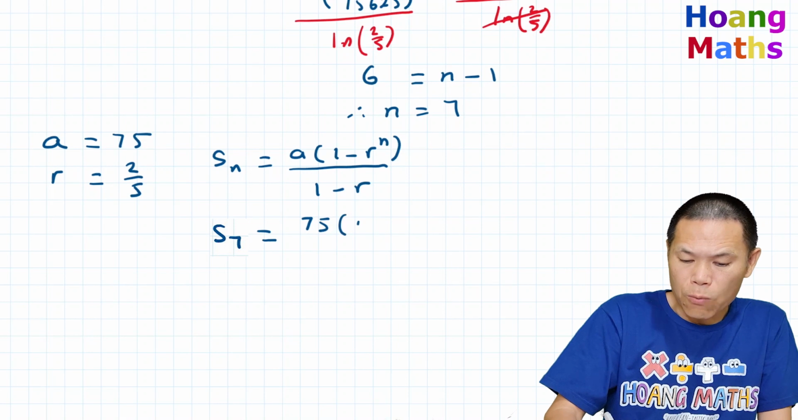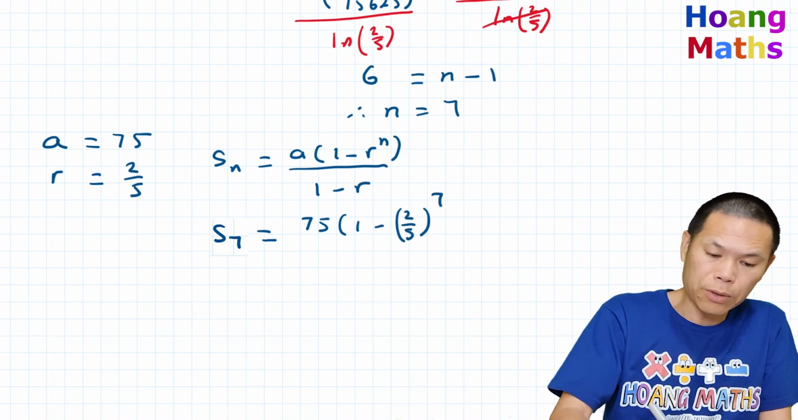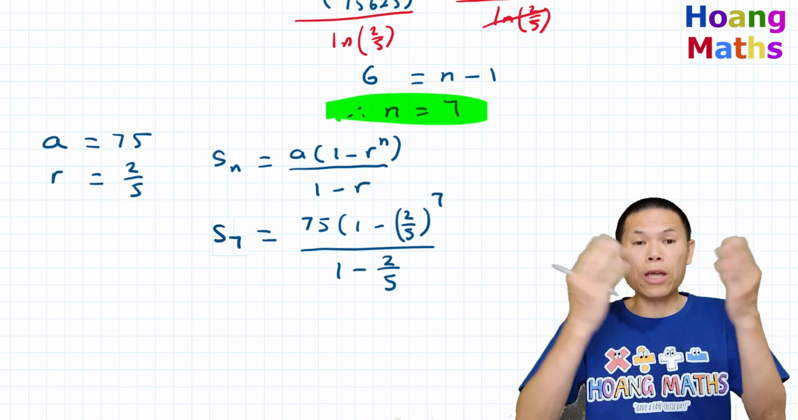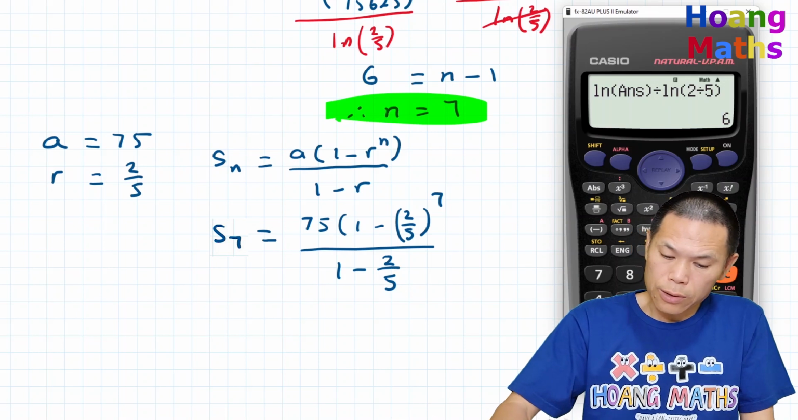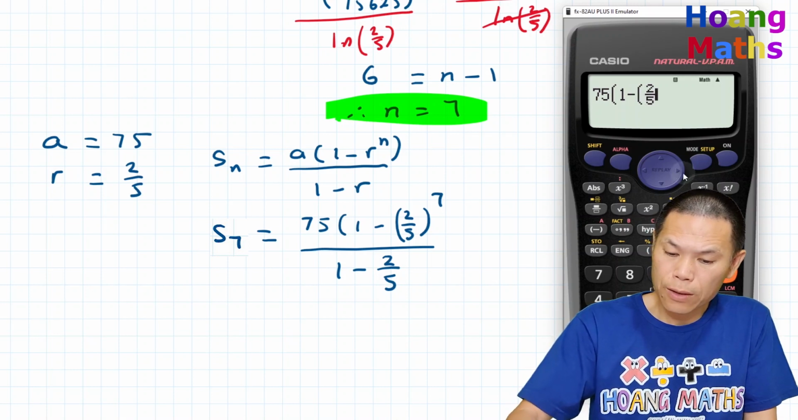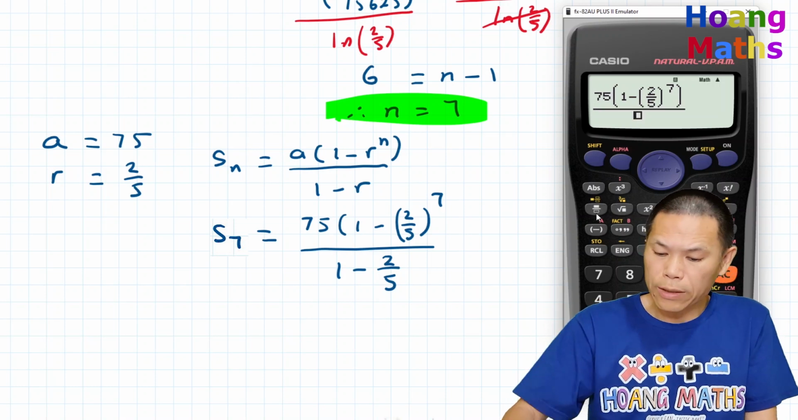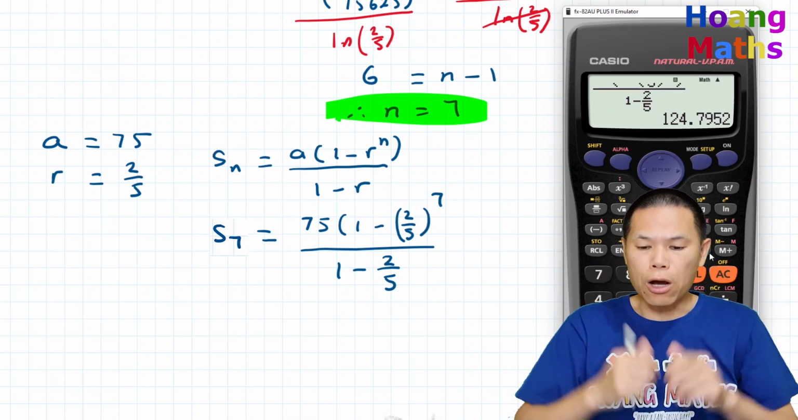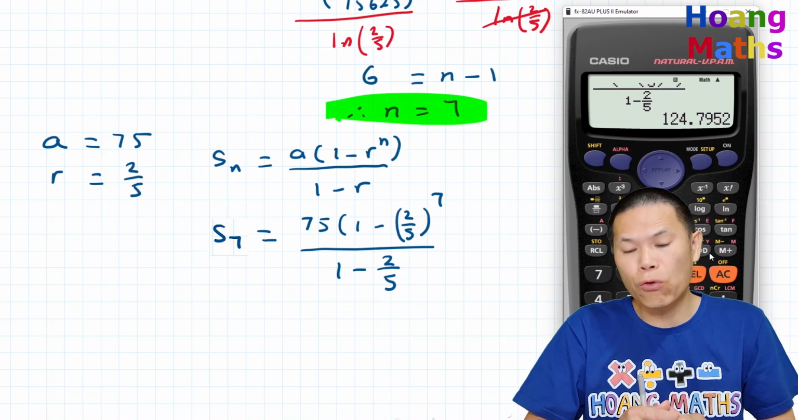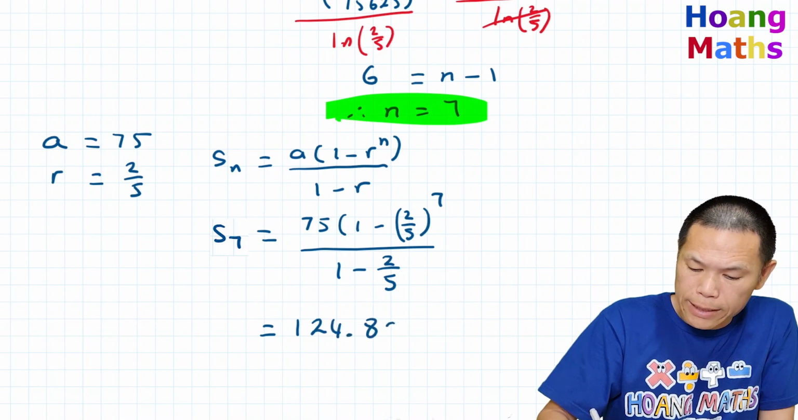So a is 75, 1 minus r, where r is 2 over 5, and the power of n is 7, because we already found it. All over 1 minus 2/5. I put that on a calculator: 75, brackets, 1 minus, bracket again, 2 over 5, close bracket, to the power of 7, and don't forget to close the bracket one more time, over 1 minus 2/5. There you go, 124.7952. Rounding to 2 decimal places, we get 124.80.